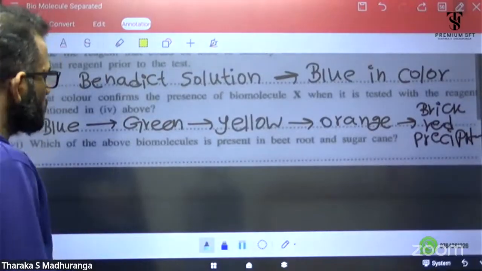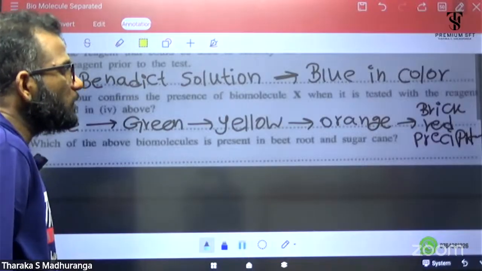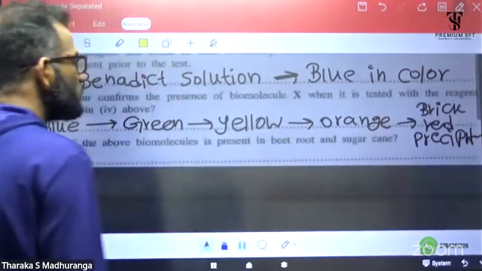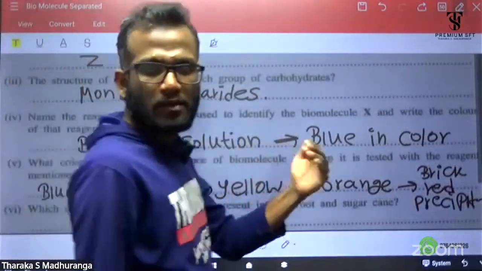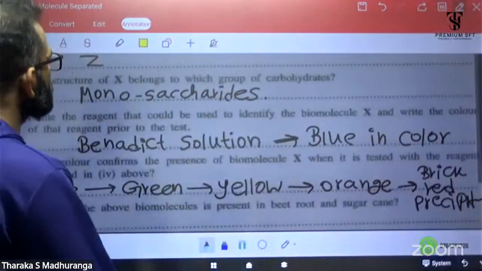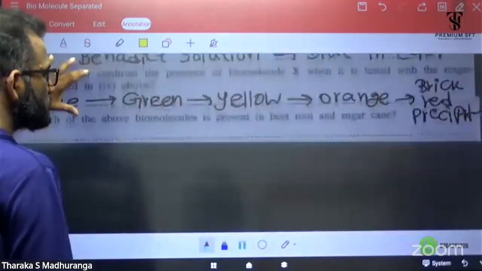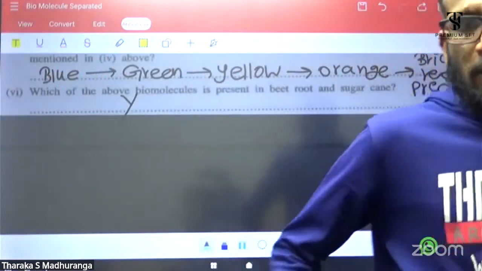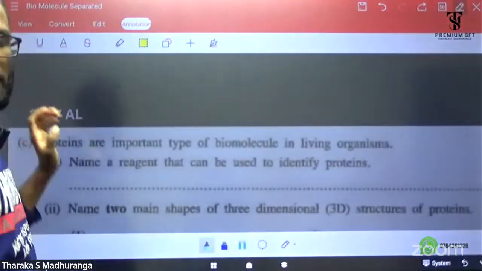Which of the above biomolecules is present in beetroot and sugarcane? Beetroot and sugarcane mainly contain sucrose. I already explained it in the lesson. Okay, the sucrose structure, what is the letter? This is sucrose. That is a 2016 question, I think.